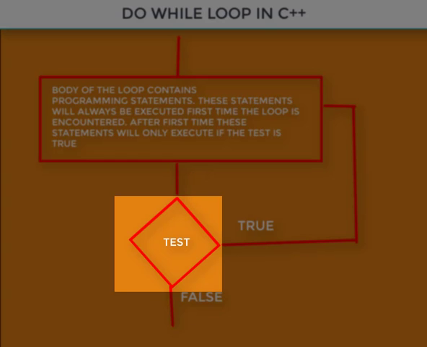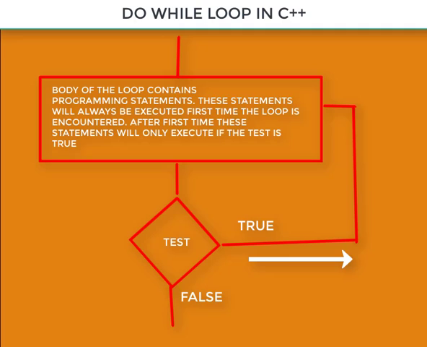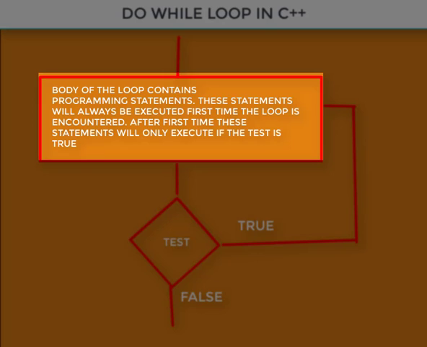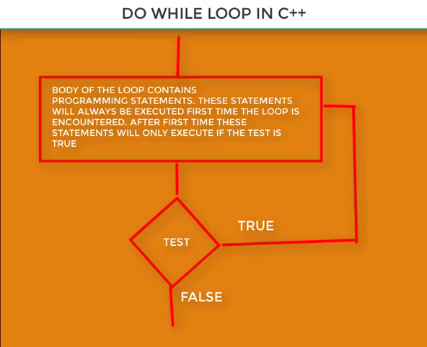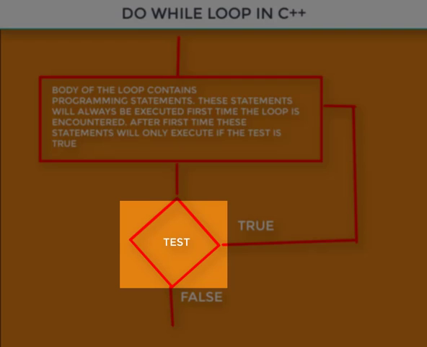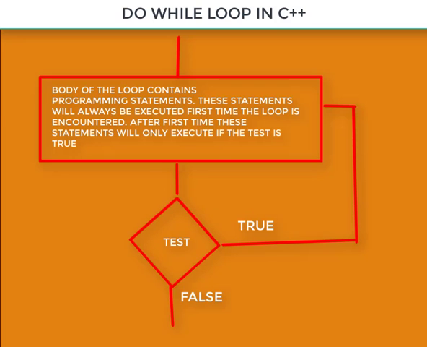The test will be performed again. If the test is true again, the control will again shift back to the body of the loop and the statements in the body of the loop will execute the third time. After the statements in the body of the loop execute the third time, the control shifts back to the test and the test is performed again. In other words, as long as you keep passing the test, meaning as long as the test evaluates to true, the statements in the body of the loop will keep on executing. However, if the test evaluates to false, then the control will move beyond the loop. The statements in the body of the loop will no longer execute and the loop will terminate.